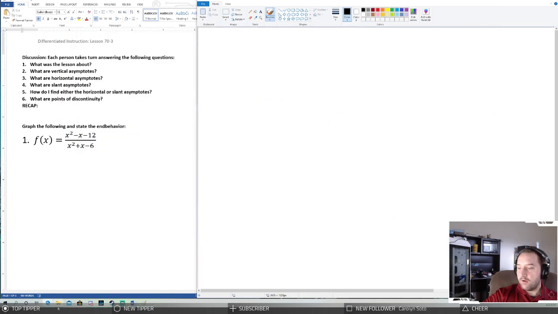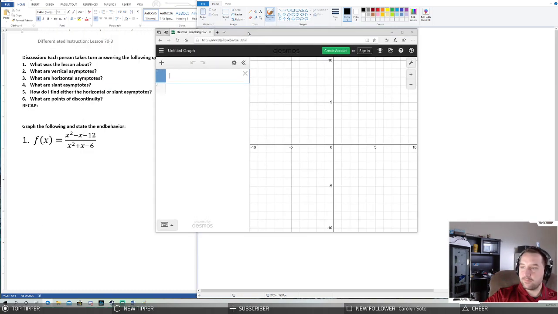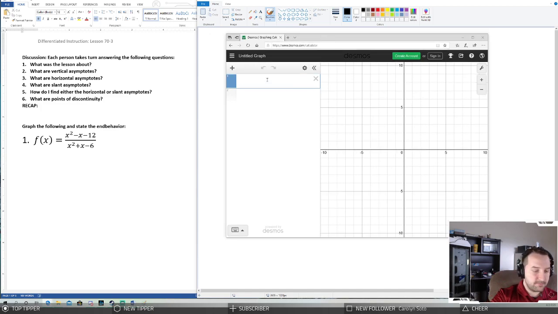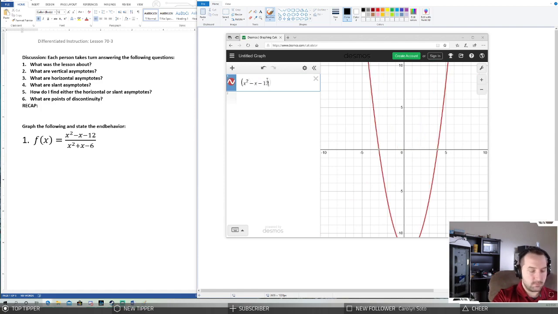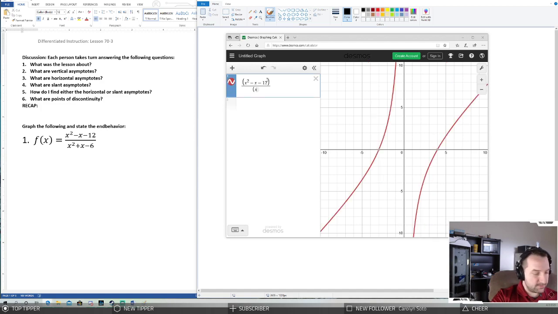Now, I want us to use Desmos for this, since I know that it says go ahead and graph these, but I have not talked about how to graph them yet. So that's okay. We're just going to use Desmos for it. So for this first one right here, it says graph the following. So I'm going to pop this into Desmos.